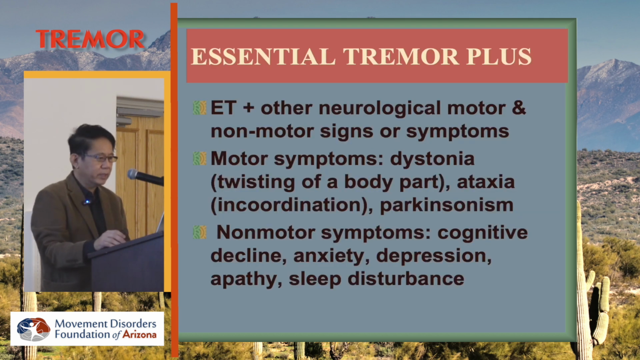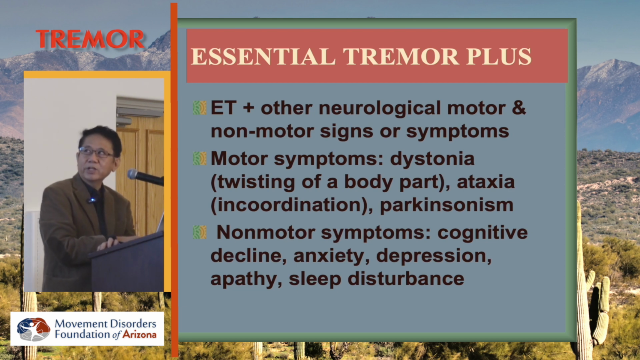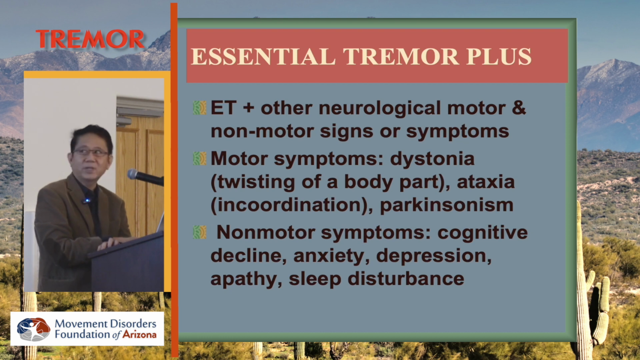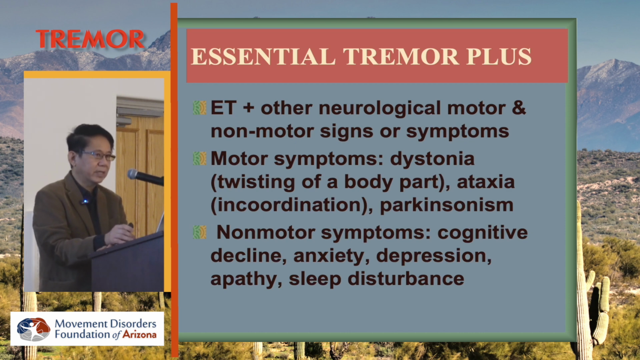And then what if the essential tremor patient has other neurological signs or symptoms? So we currently call these conditions essential tremor plus, or ET plus. For instance, the most common neurological symptoms that accompany tremor would be motor symptoms like dystonia, which means a twisting of a body part, ataxia, which is incoordination, and then Parkinsonism. But essential tremor with non-motor symptoms is also considered ET plus nowadays. So if you have ET and you develop cognitive decline or dementia, or you develop significant anxiety or depression, apathy or sleep disturbance, we then reclassify you as ET plus.